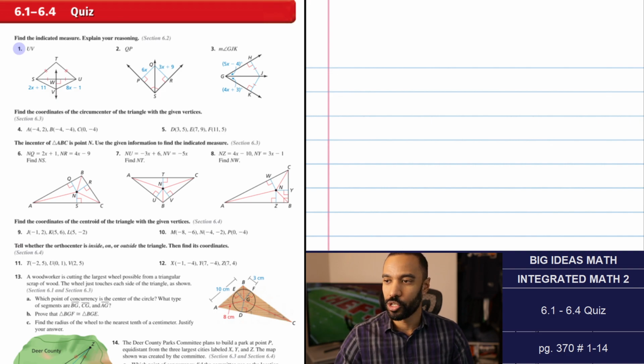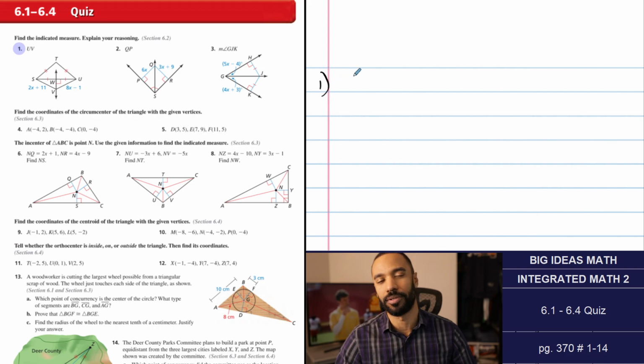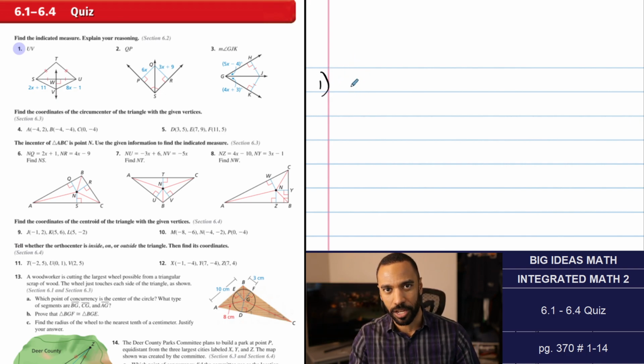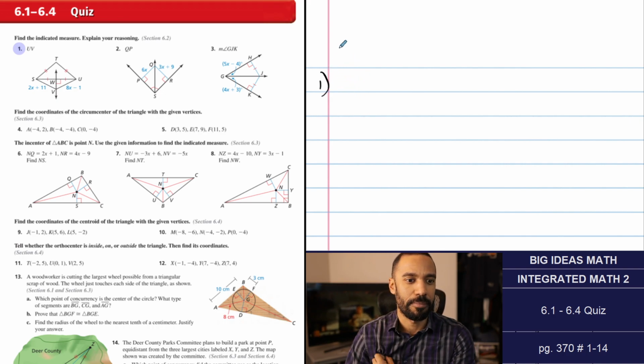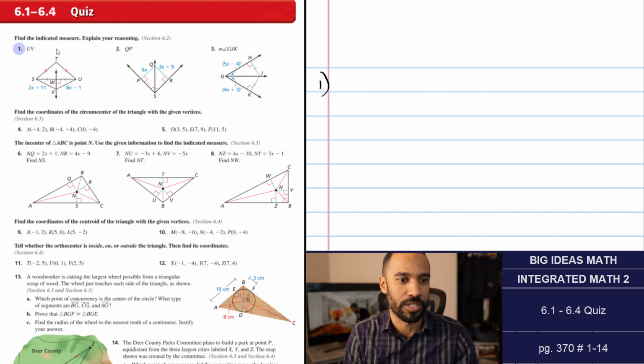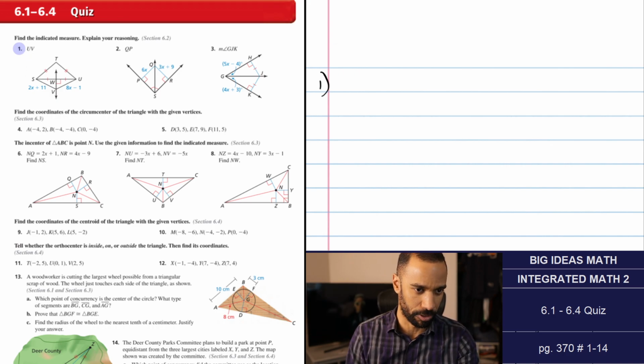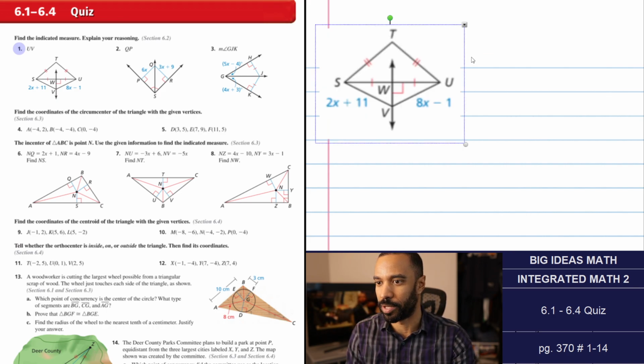Numbers 1, 2, and 3 out of section 6.2, you can see where it says up top. That's more about perpendicular bisectors and angle bisectors. Find the indicated measure and explain your reasoning. It would probably be best if I did a little bit of a copy and paste of this. It might be a little blurry when I enlarge it, but here we go.